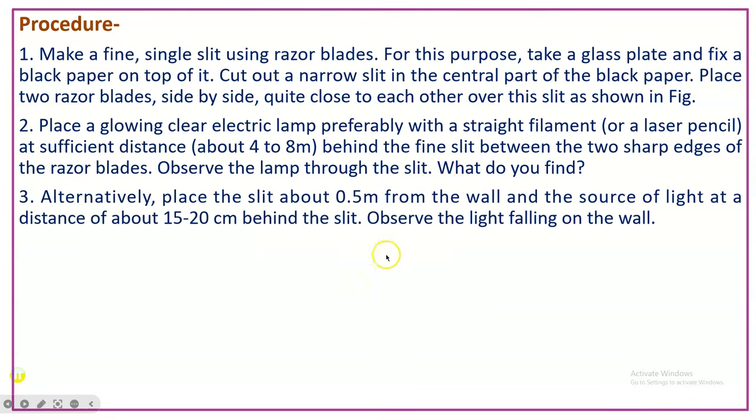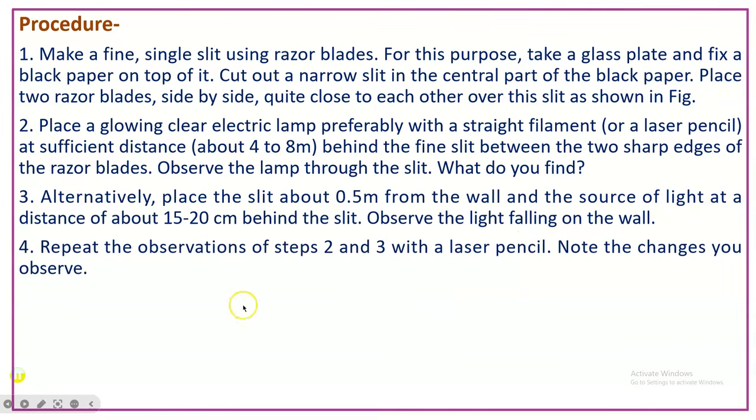What do you find? Alternatively, place the slit about 0.5 meter from the wall and the source of light at a distance of about 15 to 20 centimeter behind the slit. Observe the light falling on the wall. Repeat the observation of steps 2 and 3 with a laser pencil. Note the changes you observe.